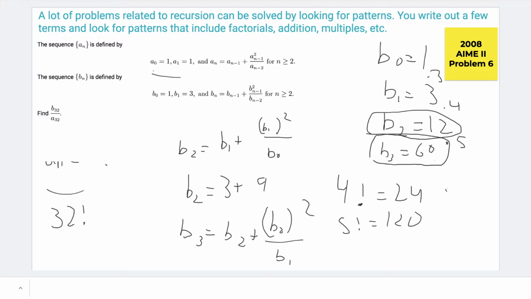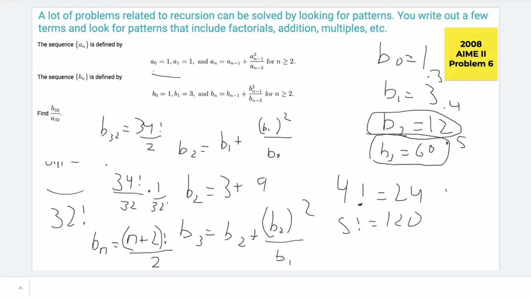For any b of n, the term we want is n plus 2 factorial over 2. We found this by just looking at some of the terms and looking for patterns, and then we found the answer. Clearly we want 32, so we substitute: b of 32 equals 34 factorial over 2. Now we just have to solve this. So 34 factorial divided by 32 factorial, which is the same thing as times 1 over 32 factorial.